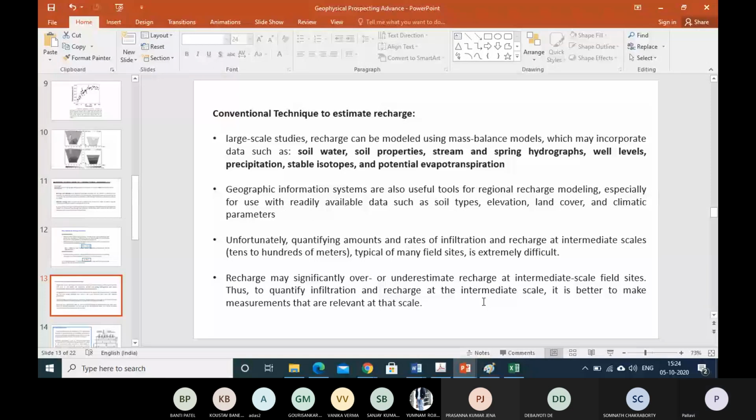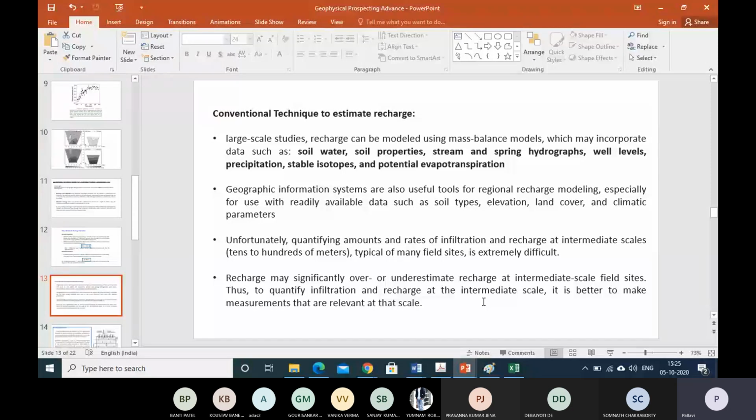So if you are using a mass balance equation or any equation, then you need soil water estimation. Soil water means in the vadose zone, what moisture it contains, and soil properties. Soil properties are easy to estimate if only one type of soil is present, but commonly in the field complex soil properties are present. Mixing of soils is very common.